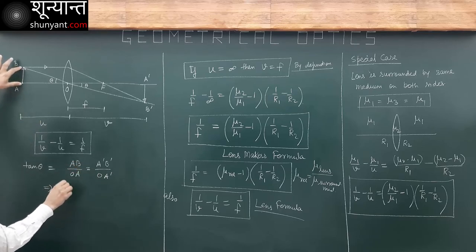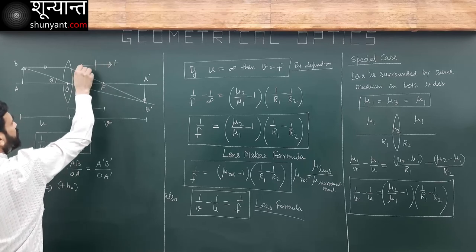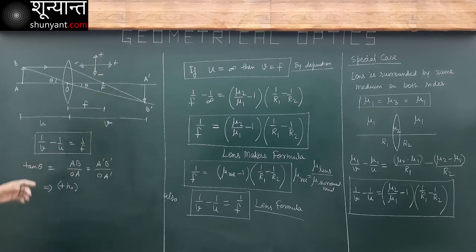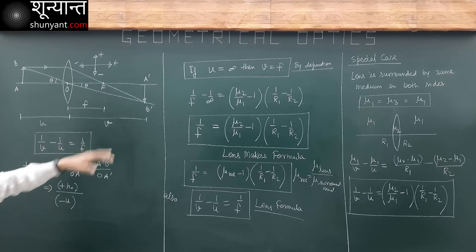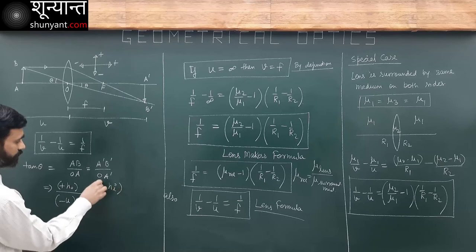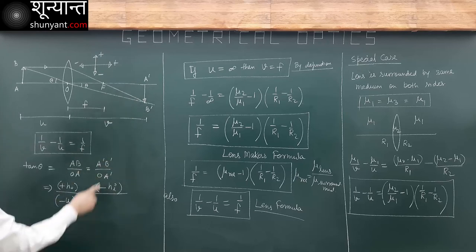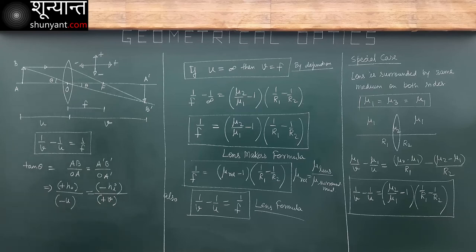AB is plus, the height of the object, using the sign convention. What is the sign convention? This is positive here, negative here. Upward is positive, downward is negative. OA is equal to minus of u, since it is in the opposite direction. So u is going to be minus of OA. This is minus of the height of the image. It is downward, so the height of the image will be minus of this length, minus A dash B dash. OA dash is going to be equal to plus v. So what do I get?